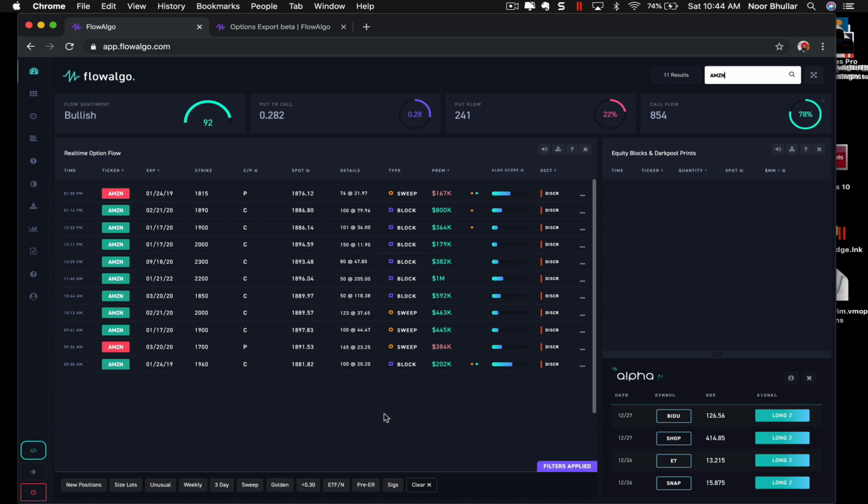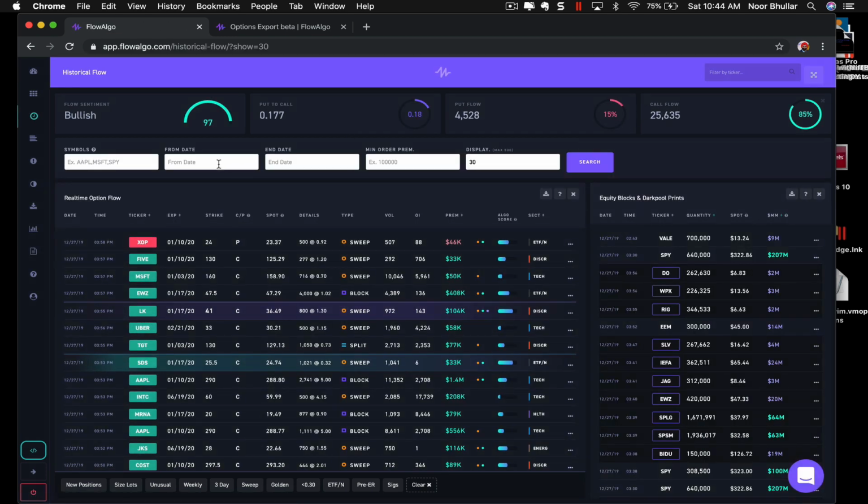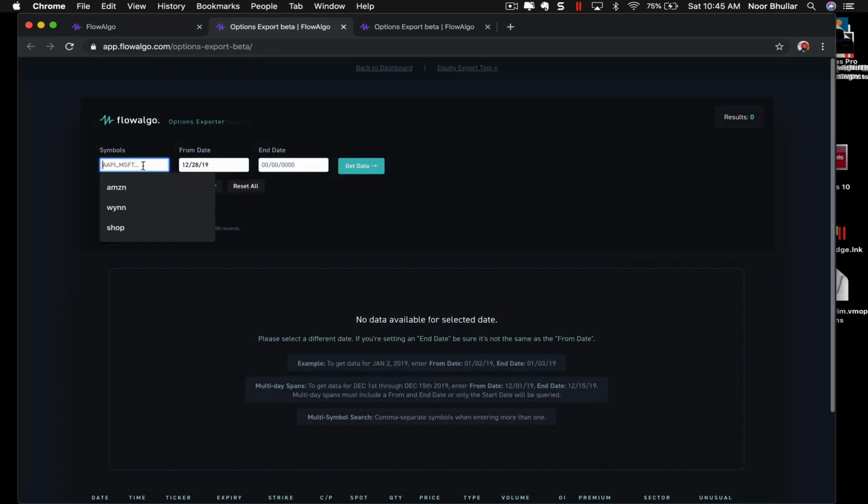But what we want to do is see what they did in the past, right? A little bit of history on this might further help us understand what their mindset is. So one of the things we can do is click on this historical flow here, and then again we can say we want to export this data. So let's just click on Amazon.